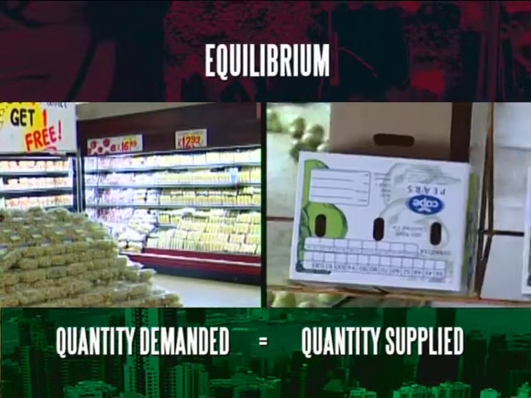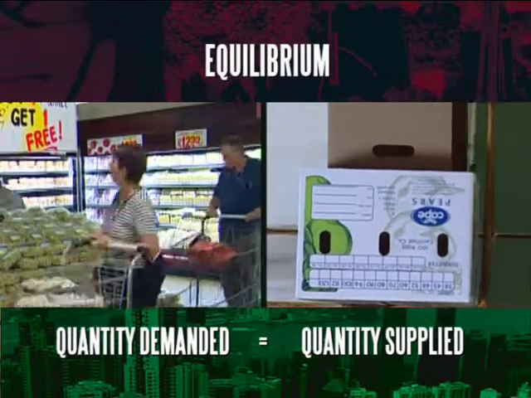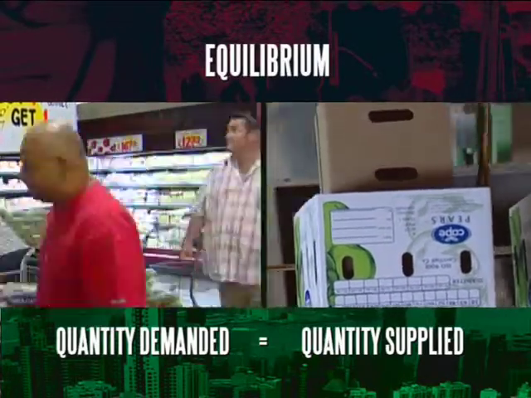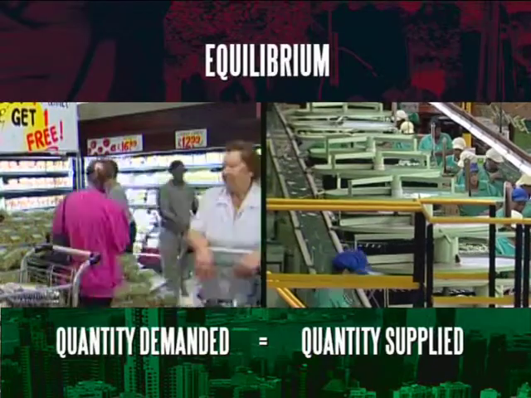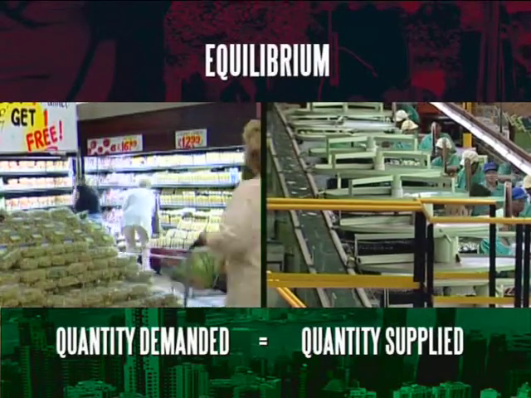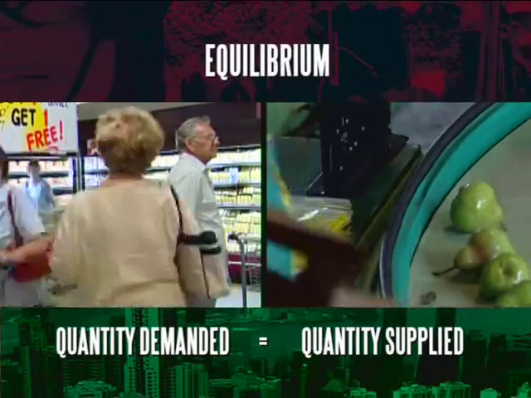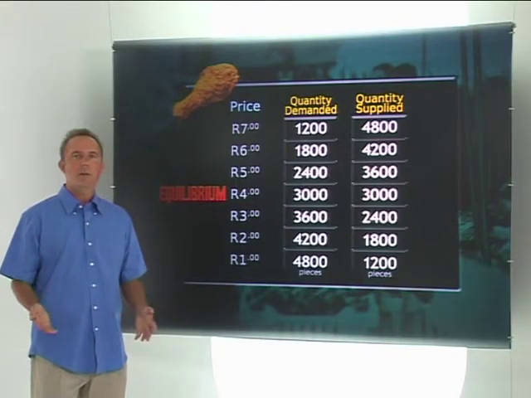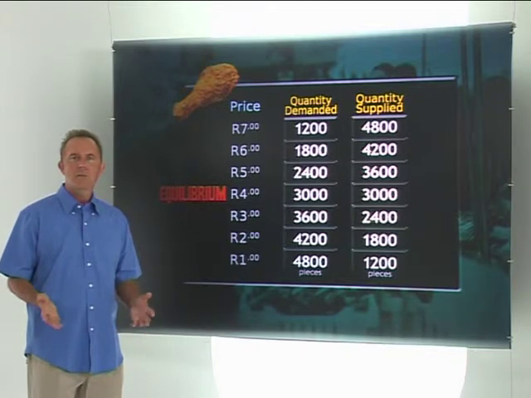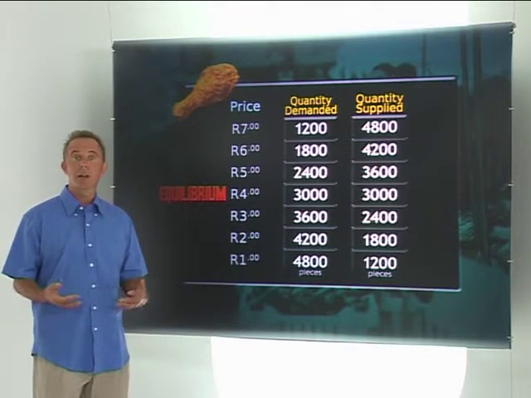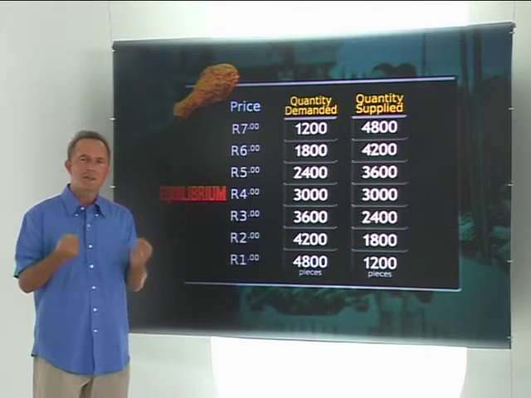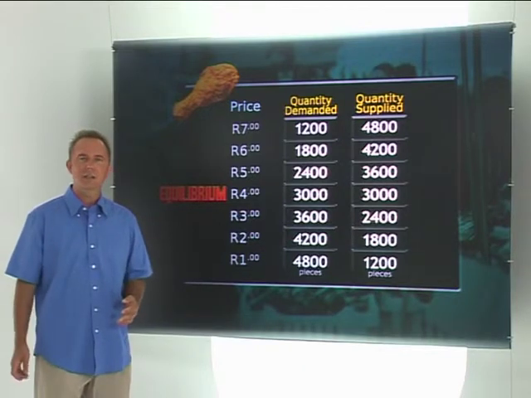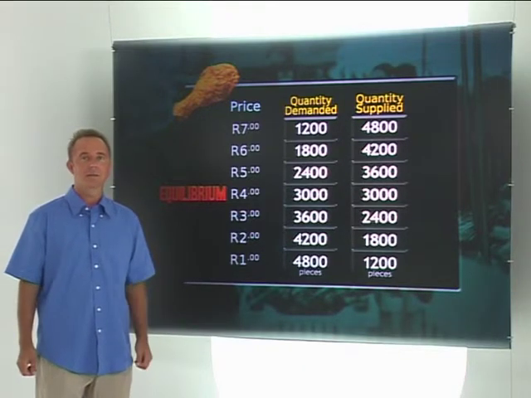At any other price, the market is in disequilibrium, meaning that some of the market participants are frustrated in their plans and will change their behaviour. Pressure on the market to change exists when it is out of equilibrium. Apart from the equilibrium at a price of 4 rand, see if you can work out what's happening at some of the other prices. Who will be the frustrated market participant in each case, the buyer or seller?